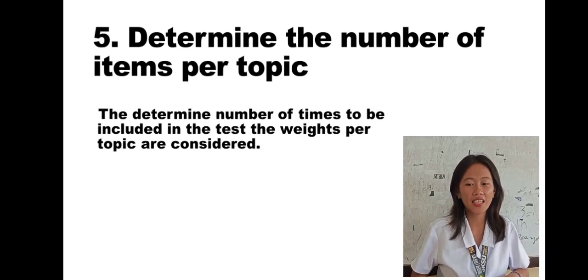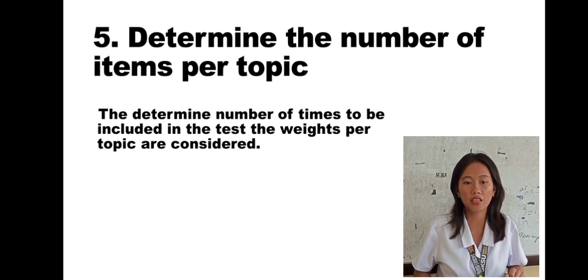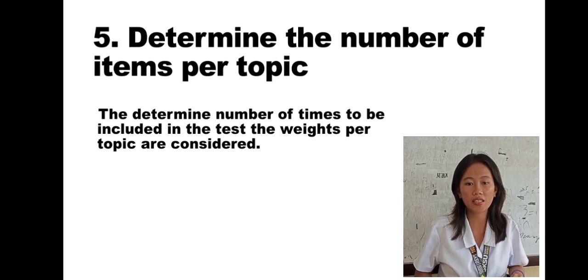So, lastly, determine the number of items per topic. It is crucial to determine the number of items per topic to ensure a well-balanced and valid assessment. This process allows for a fair representation of the content domains and learning objectives, ensuring that the assessment adequately measures what it is intended to. By specifying the number of items for each topic, educators and assessment developers can align the assessment with instructional goals and assess a broad range of knowledge and skills, thereby enhancing the validity and reliability of the assessment results.